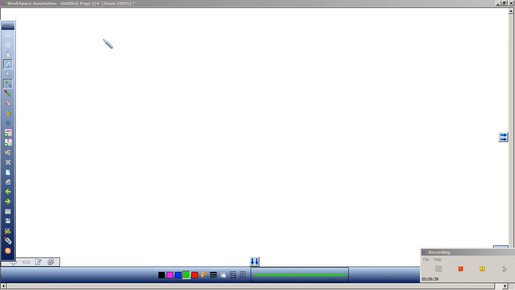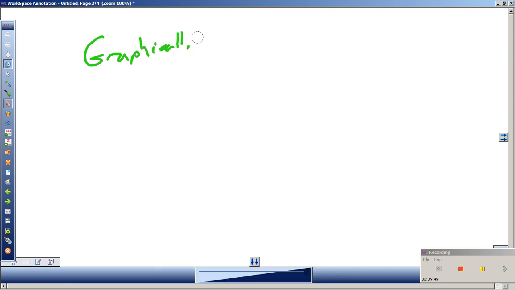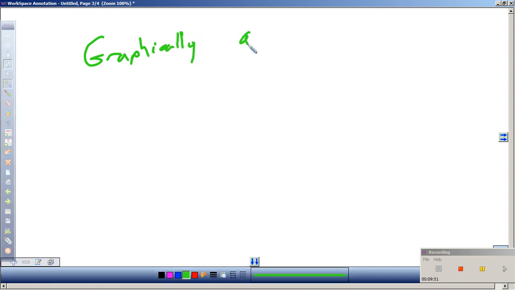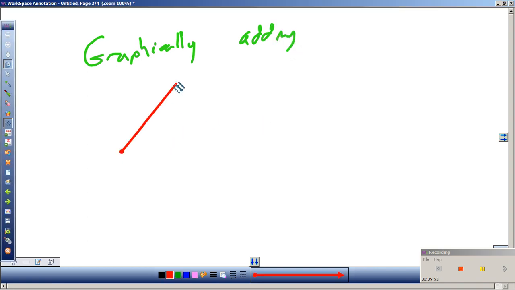My favorite. So, graphically, no, adding. So let's say we're taking this vector and this vector, and we're going to add them. Oh, this is the test that I like. I don't know.